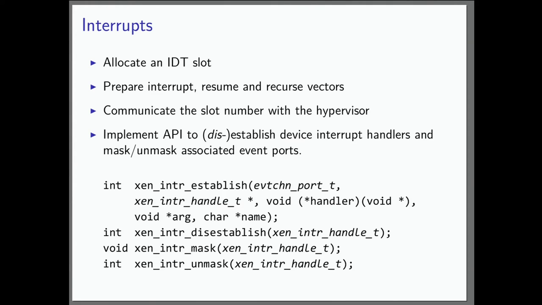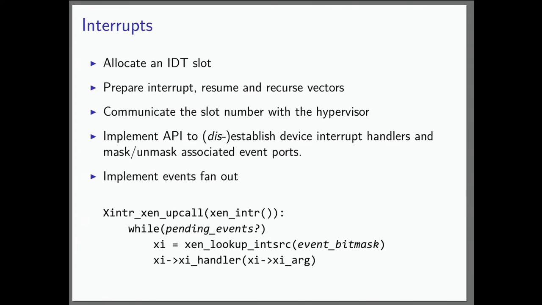Disestablish mask and unmask. Pretty simple. The event fanout, meaning going from this single IDT interrupt vector to the actual interrupt handler of the paravirtualized device driver, we need to implement this fanout, this looking through the matrix of the event channel ports. We perform a very simple while loop with shift, figure out which bit is set, look up the interrupt source, and then call the associated interrupt handler with the associated interrupt handler argument.